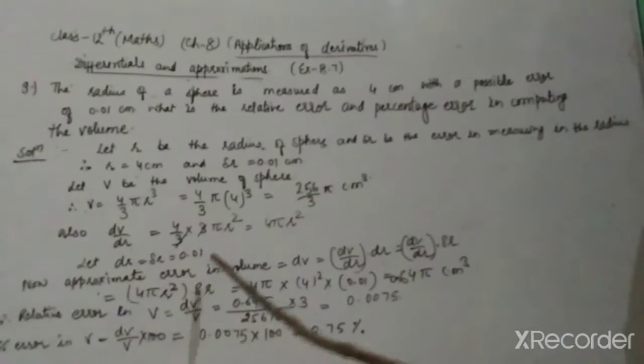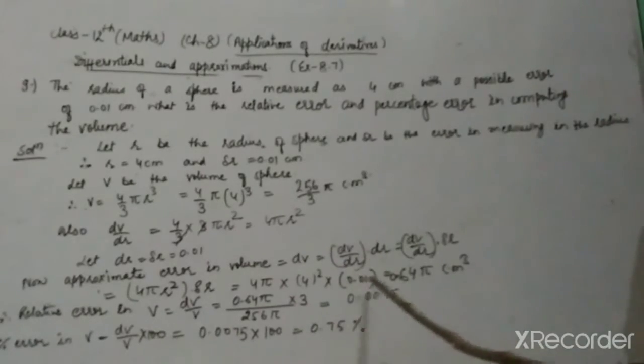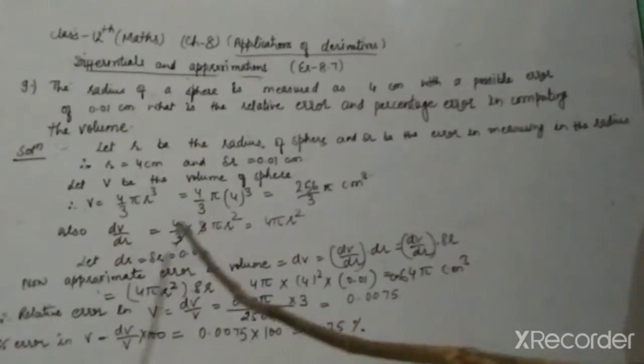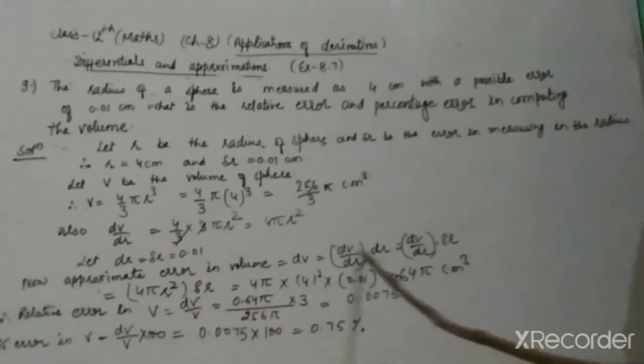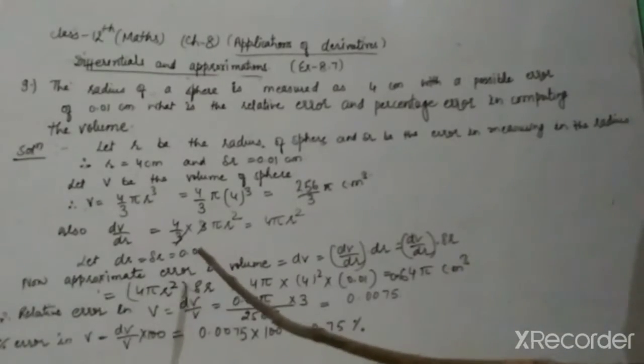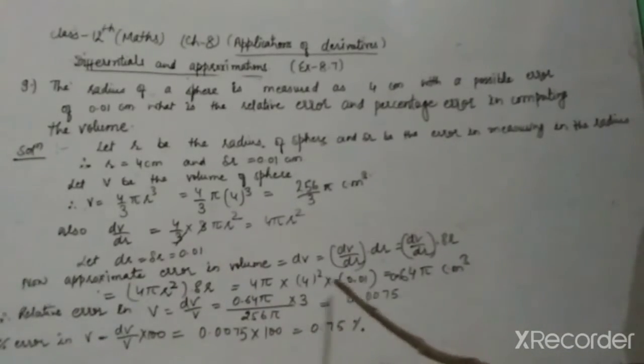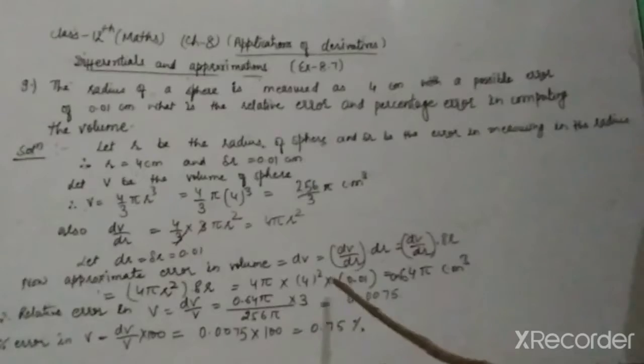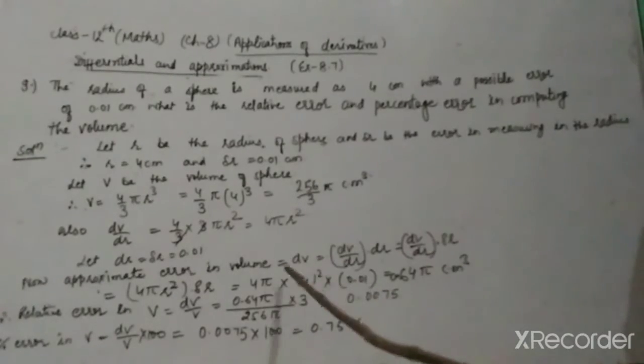Now the approximate error in volume will be the differential of volume dV, and that is approximately equal to the change in volume, that is here in this case the error in the volume. So this will always equal dV by dr into dr, and the derivative we have found to be 4 pi r², and del r is 0.01. We'll put here the values of both, and in this way we get the approximate error in the volume is 0.64 pi centimeter cube.